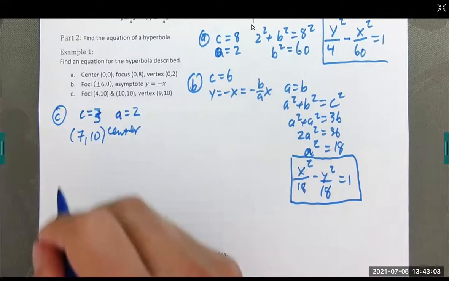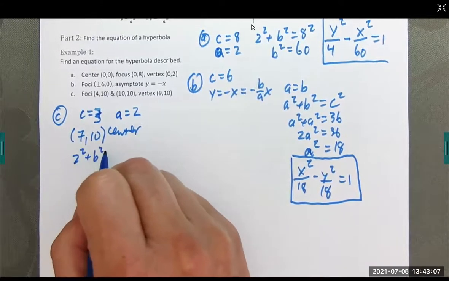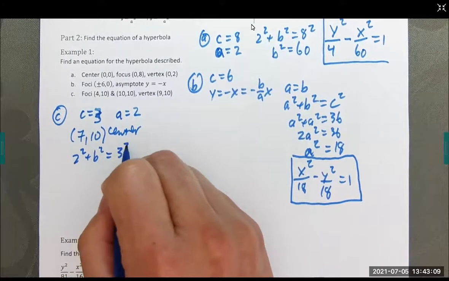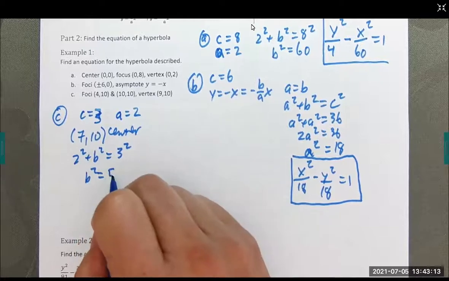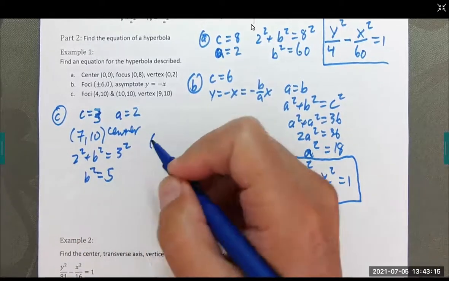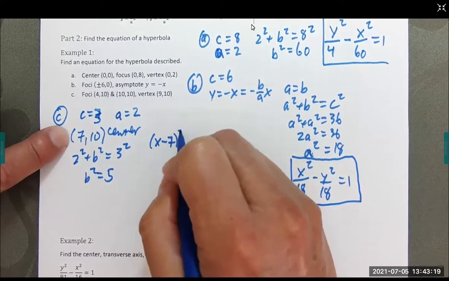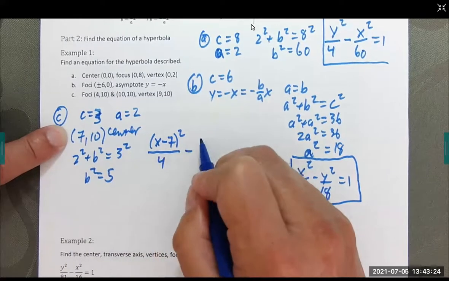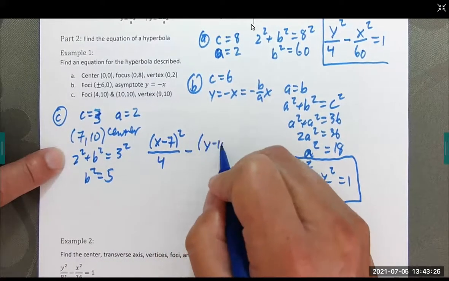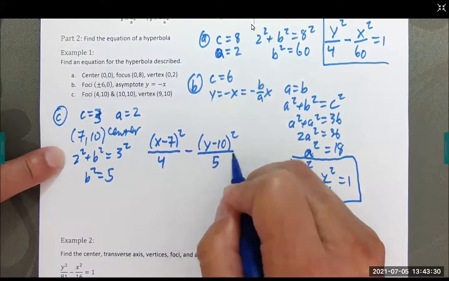So to find our B, that's going to be 2 squared plus B squared equals 3 squared. So it looks like B squared is going to be 5 in this case. Now remember, with the center, it's going to be the opposite sign, x minus 7 squared over 4 minus y minus 10 squared over 5 equals 1.